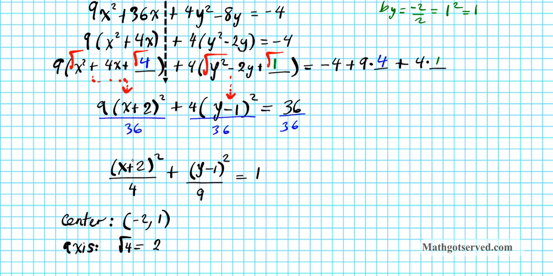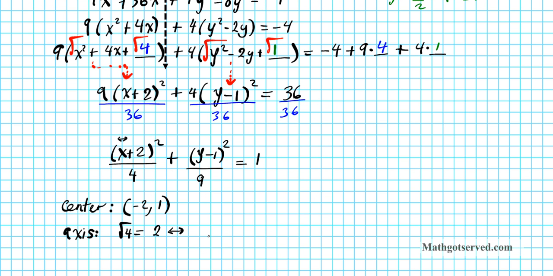And since it's under the x, which goes side to side, that means you're going to go 2 units side to side. That's the length of your semi-minor axis. And then you root 9, which is 3, and that was under the y. And since it's bigger, it's going to be the length of your semi-major axis.